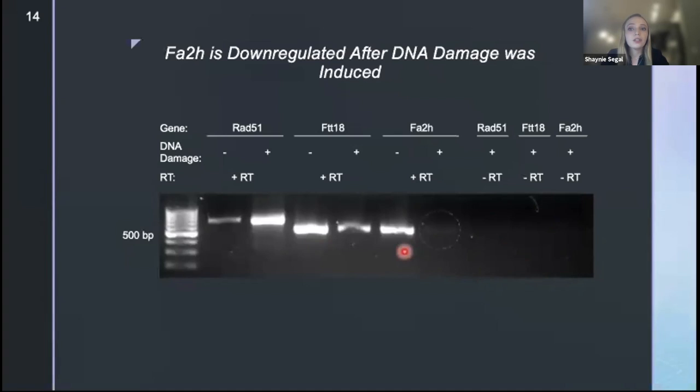And lastly, with Fa2H, I saw in the DNA damage induced column that there was not the bright band that I was expecting, but instead there was a significantly less bright band, and that's demonstrated right here. And so from this information, I can conclude that Fa2H is instead downregulated after DNA damage was induced and not upregulated like I was expecting.